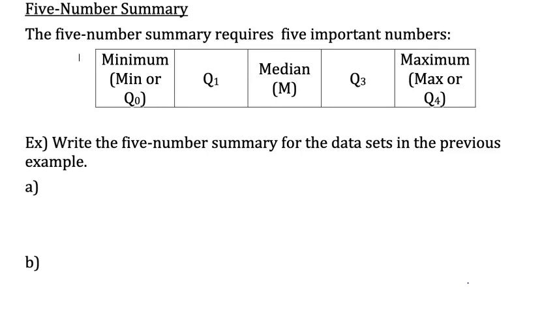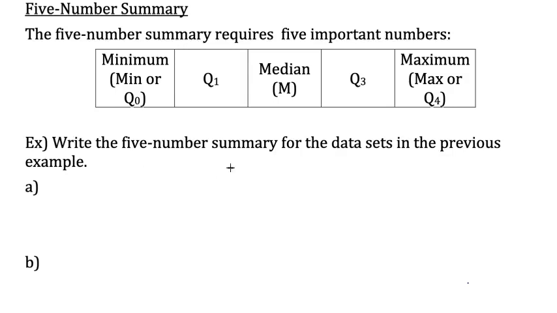All right, the 5-number summary requires 5 important numbers. The minimum, which is the smallest number, abbreviated as min or Q0. Then we have the first quartile, the median, the third quartile, and the maximum, or the largest value, which we can abbreviate as max or Q4.